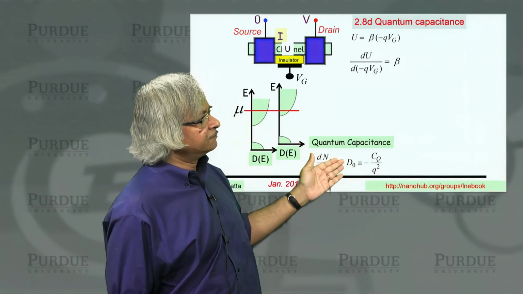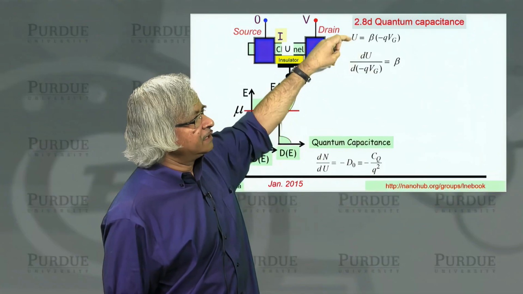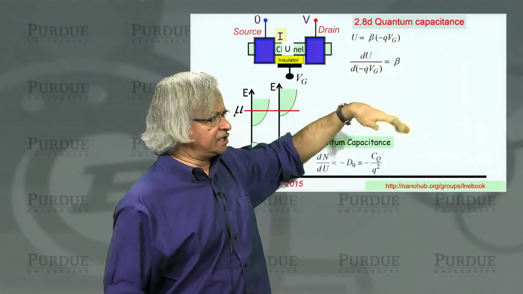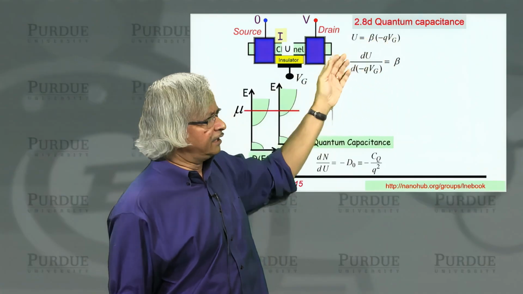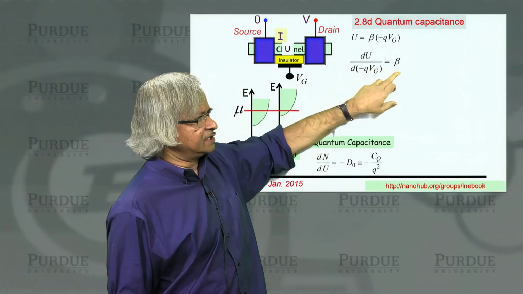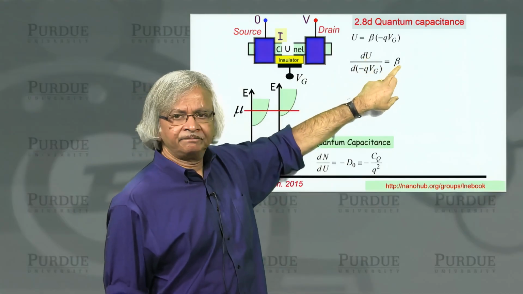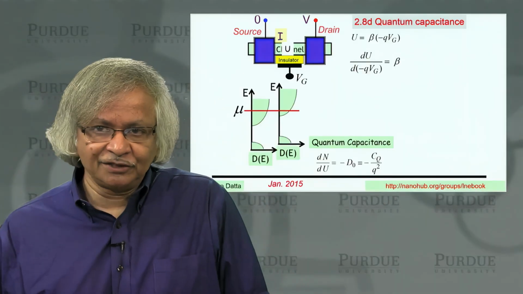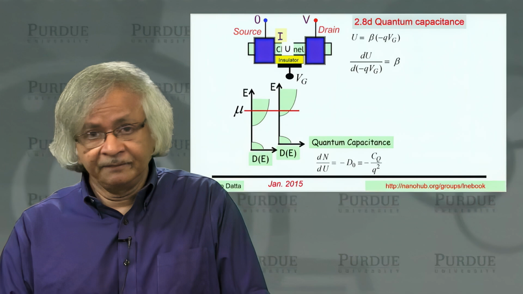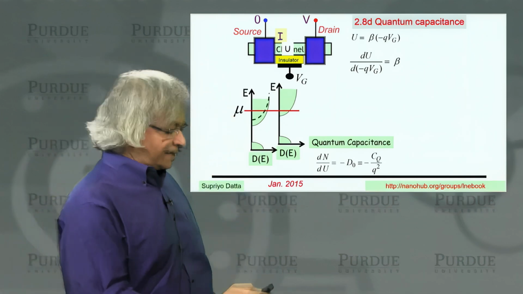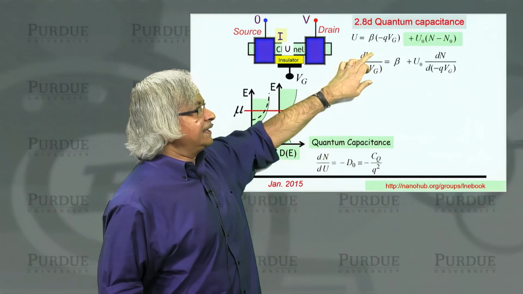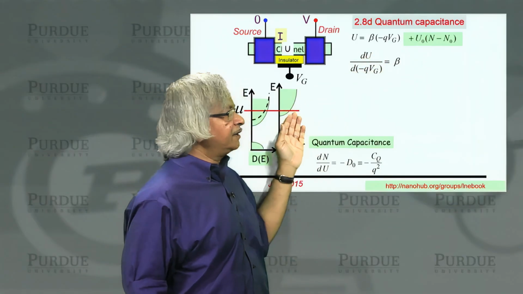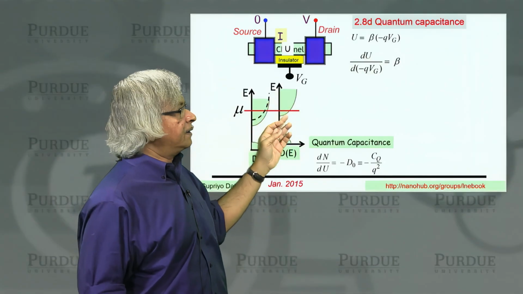Now, what we want to know is how much the potential energy inside the channel changes due to a gate voltage. And you'd say, well, we already introduced the beta factor, and we know that the ratio of the two is beta. Well, that's true as long as you could ignore the charging energy due to the electrons. But when you have a lot of electrons, you cannot do that. And so you have to add an extra term in here. And that is this one.